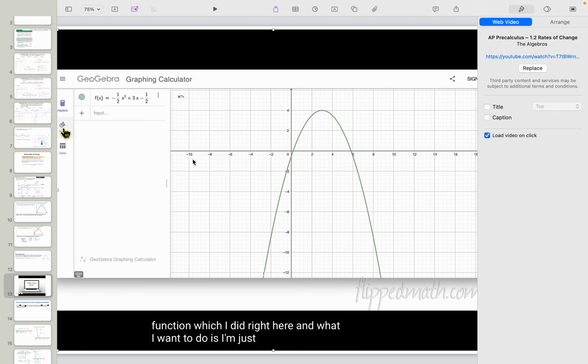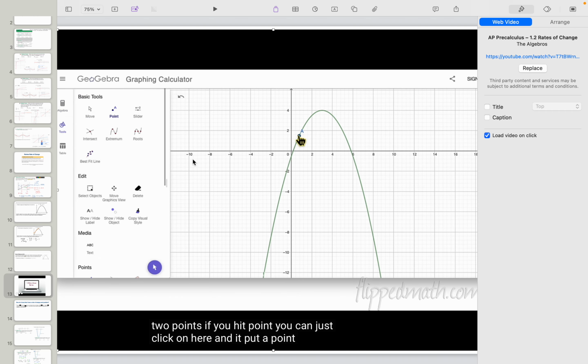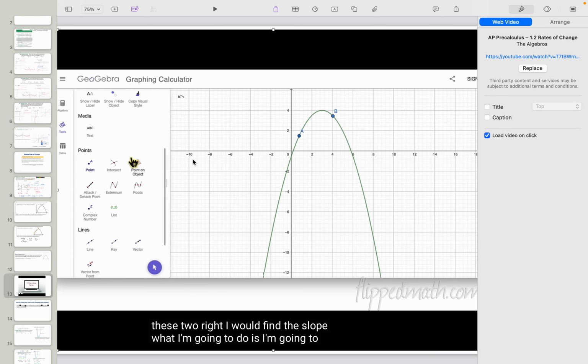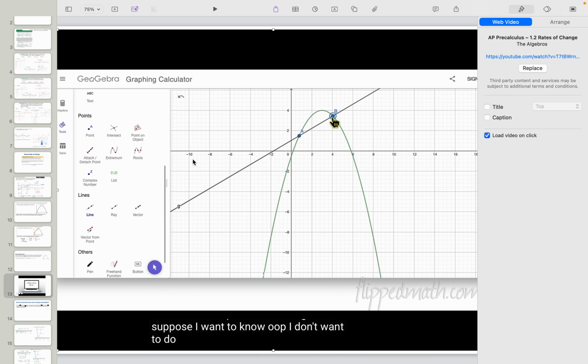What I want to do is put 2 points. If you hit point, you can just click here and put a point on the function. Here are 2 points. If I wanted to find the average rate of change, then I would find the slope of these two. What I'm going to do is put a line. How do we do that? Here's line, and I go through A and through B. Okay. So as we move these points closer together, suppose I want to know, I don't want to do that.